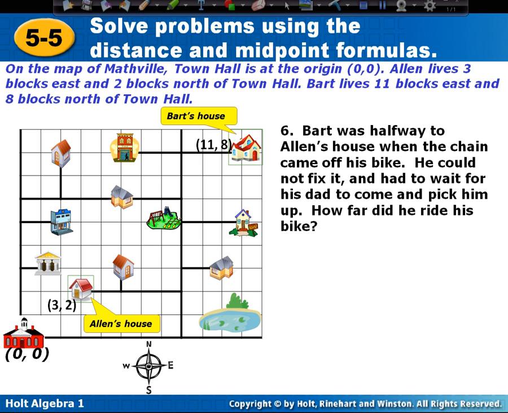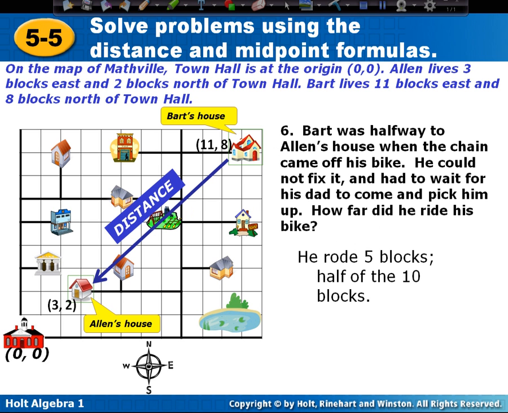Now, they're not asking for the midpoint here. They're not asking what is the middle point. They're saying how far is it from Bart's house to this middle point right here. Well, we know that with the midpoint, it's the same distance from Bart's house to the playground, which is halfway, and then it's the same distance from the playground to Alan's house. So we're going to take the distance and cut it in half, because that's what a midpoint is. It's cutting the distance in half. So if he rode 10 blocks to get the entire way, he only rode 5 blocks to get halfway. So for number 6, you need to write he rode 5 blocks, half of the 10 blocks, whenever his chain came off his bike.